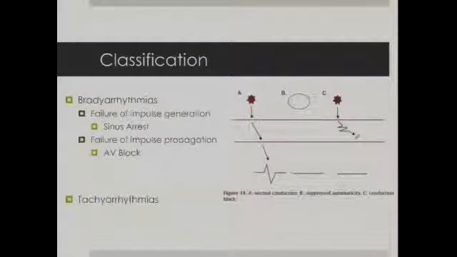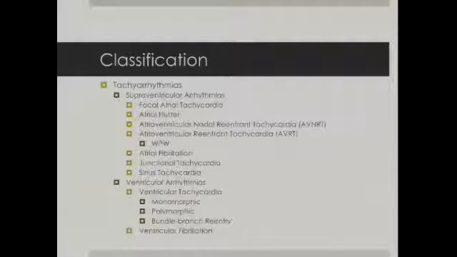So we classify the arrhythmias. Mostly we talk about the tachyarrhythmias, but we also discuss bradyarrhythmias. Bradyarrhythmias, which are too slow, often require pacemaker implantation. Tachyarrhythmias is what we'll spend most of the time talking about. For the tachyarrhythmias, we divide them into, are they happening in the upper chambers of the heart or the atria, which is supraventricular, or in the ventricles, which are below the atria.